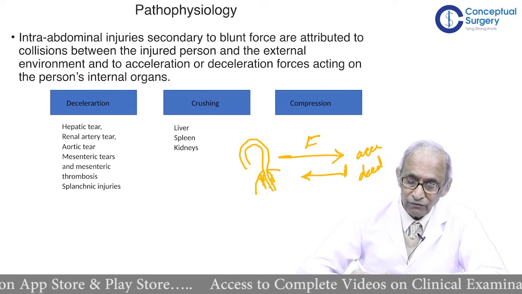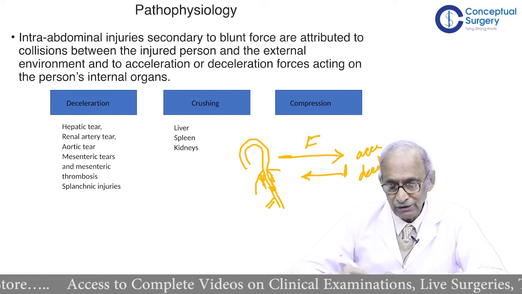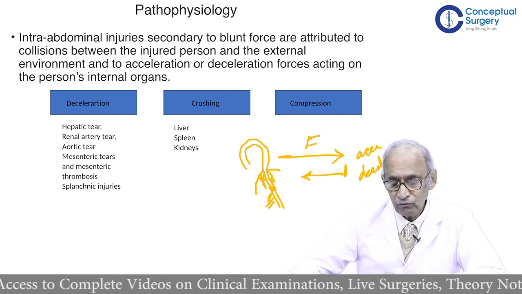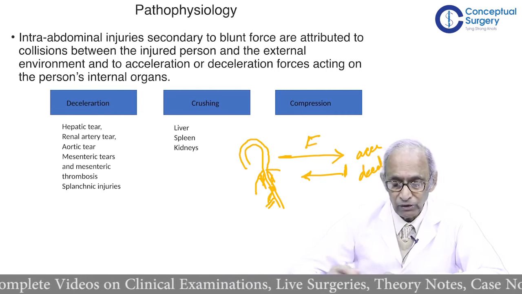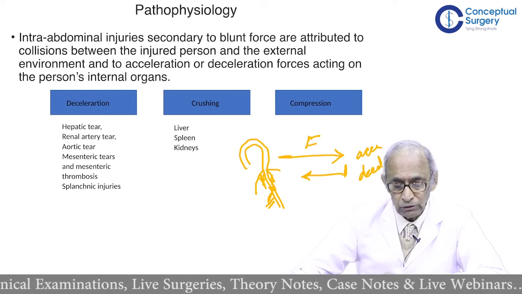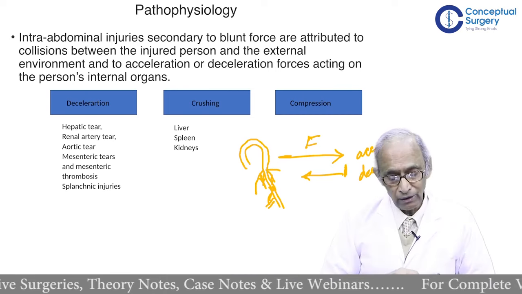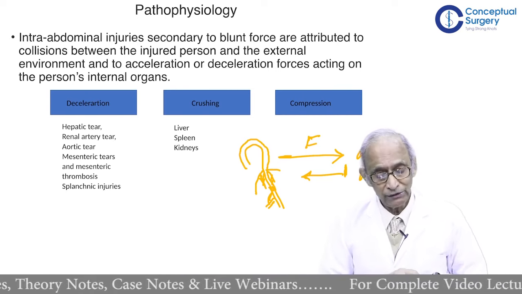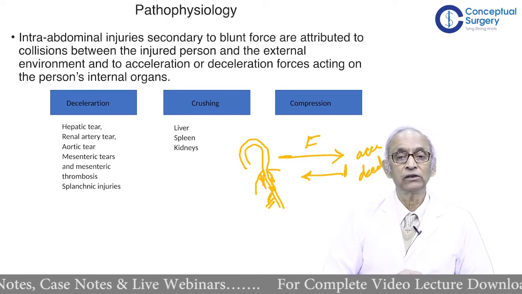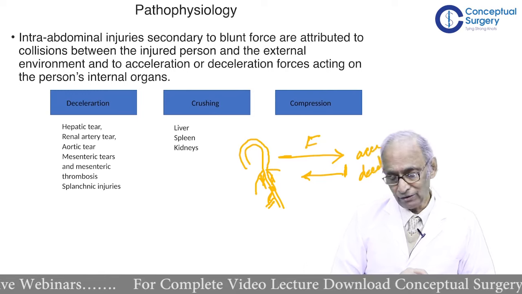Similar things will happen to the vessels which are in the abdomen, for example, the mesenteric vessels. Again, there is a force here which is forward, backward. There is a tendency to tear. There is also a tendency to thrombose. So this is the kind of force that operates upon the various organs in the abdomen. This is about acceleration, deceleration.